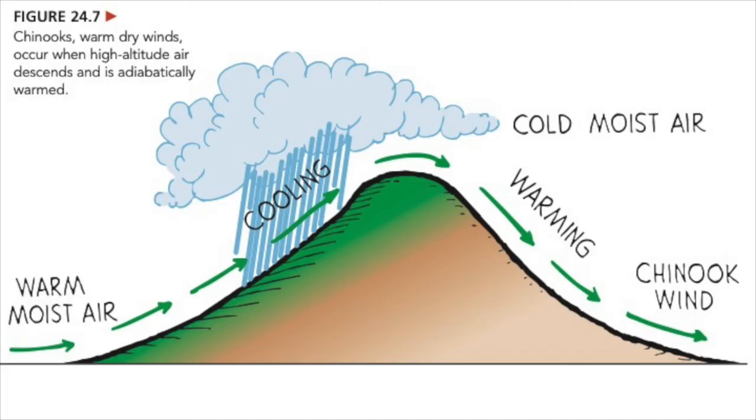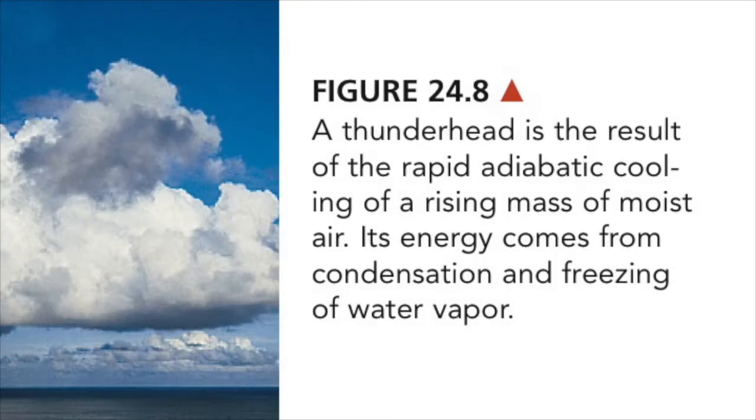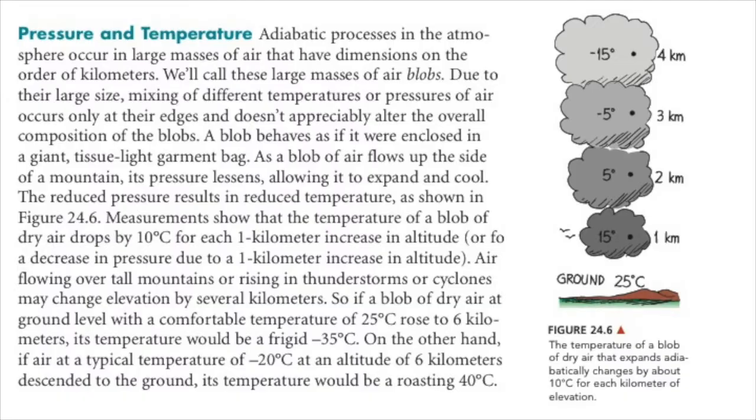Air flowing over tall mountains or rising in thunderstorms or cyclones may change elevation by several kilometers. So if a blob of dry air at ground level with a comfortable temperature of 25 degrees Celsius rose to 6 kilometers, its temperature would be a frigid negative 35 degrees Celsius. On the other hand, if air at a typical temperature of negative 25 degrees Celsius at an altitude of 6 kilometers descended to the ground, its temperature would be a roasting 40 degrees Celsius.